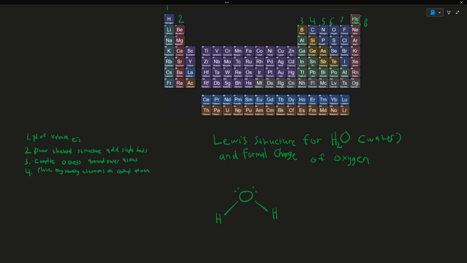And now to calculate the formal charge of oxygen, we have the number of valence electrons that oxygen has, which is 6, minus the non-bonding electrons, which is 4, minus 1/2 the bonding electrons, which in this case, it has 4 bonding electrons, 2 from this hydrogen, 2 from this hydrogen. And what we get, 6 minus 4 minus 2 is equal to 0. So in water, the formal charge of oxygen is 0.